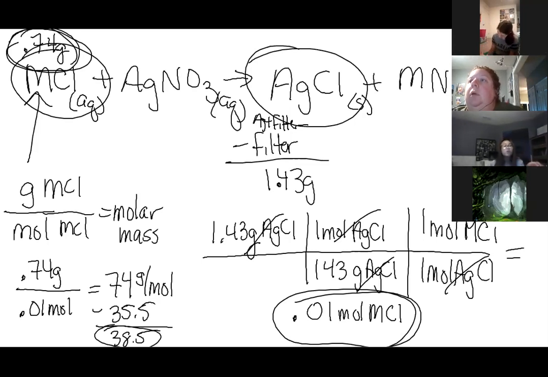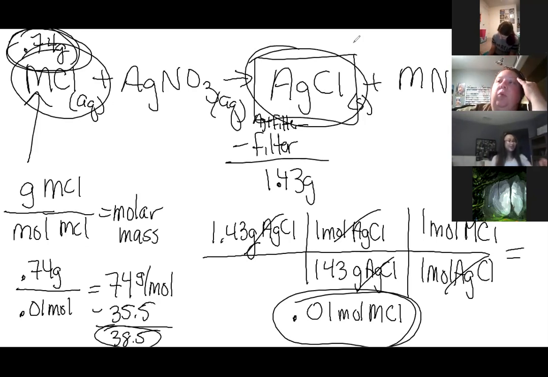So you would have to use AgCl to get MCl. Yep, because this is the only thing we actually know anything about. So they have to give us that for us to get the unknown metal. So this is the whole reason why this process is used to help identify unknowns. Because if we can make a solid that we can actually collect, we can work the mole ratios backwards to figure out what we've got. Okay, I think this makes sense.